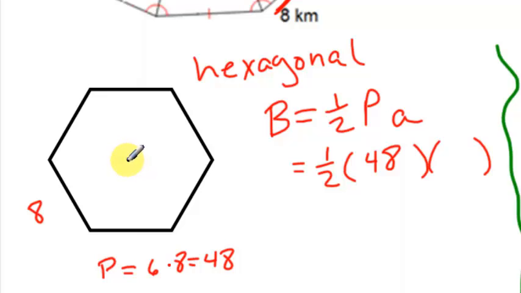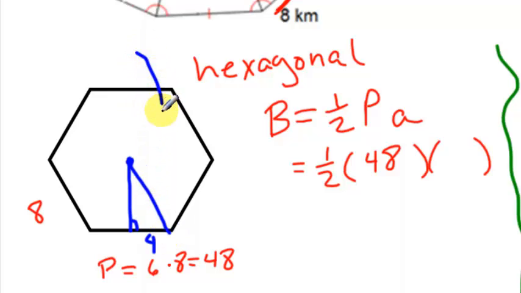Let's just draw a picture here. So coming from the center, I want to hit the side at a right angle. And remember, this is 8 along the bottom, so I've got now 4 on my half of that. And I'm going to finish off my triangle there.